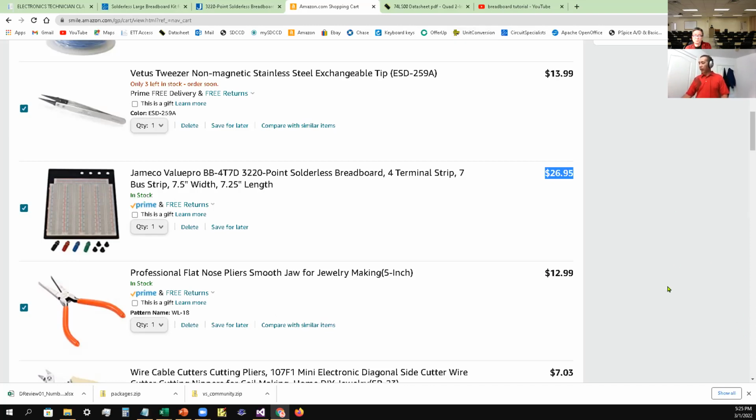Okay, like I said, the pricing would match whatever is being offered. I can't find anything else that is cheaper than this, so this is the most affordable one that I can find. The breadboard is right here. The dimension is 7.5 inch wide by 7.25 inch length.